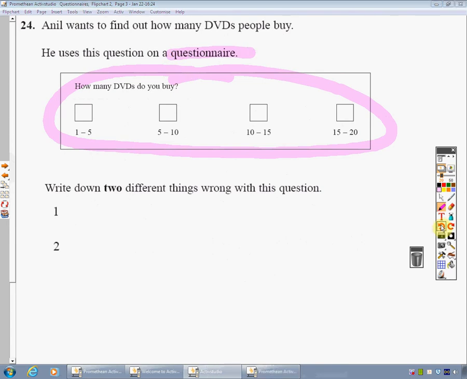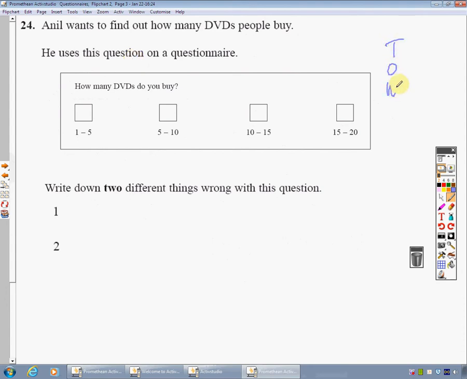Anil wants to find out how many DVDs people buy. He uses this question on a questionnaire. How many DVDs do you buy? Well, straight away I should be writing down TOWN. And now I'm going to see how many DVDs do you buy. There's no time limit. That was my T, the clue.